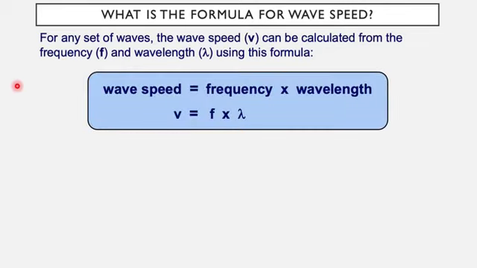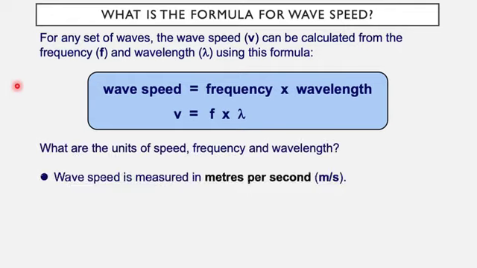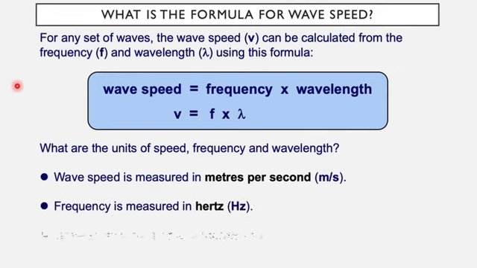So the wave speed equals the frequency times the wavelength, and we can use the symbols that we've just looked at. So V for wave speed, F for frequency, and lambda for the wavelength. And we've also just said that wave speed is measured in meters per second, frequency is measured in hertz, and wavelength is measured in meters.